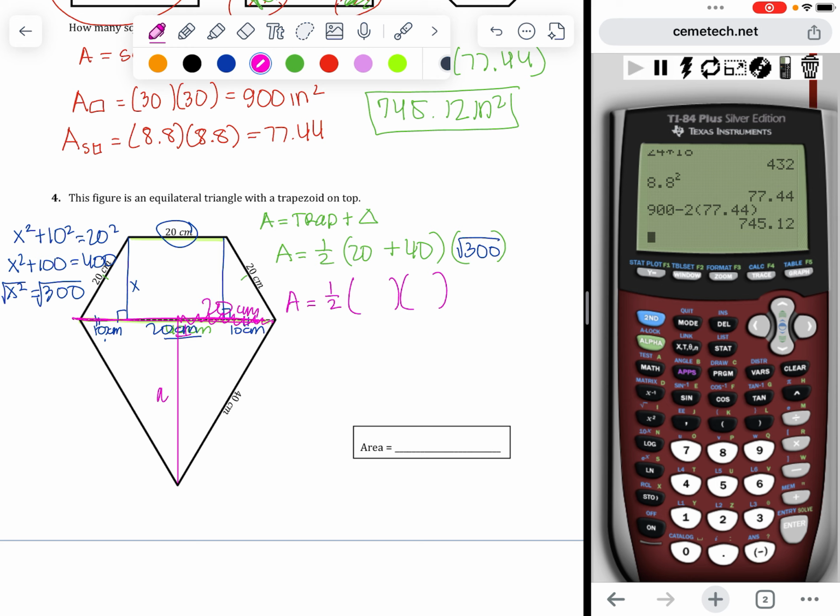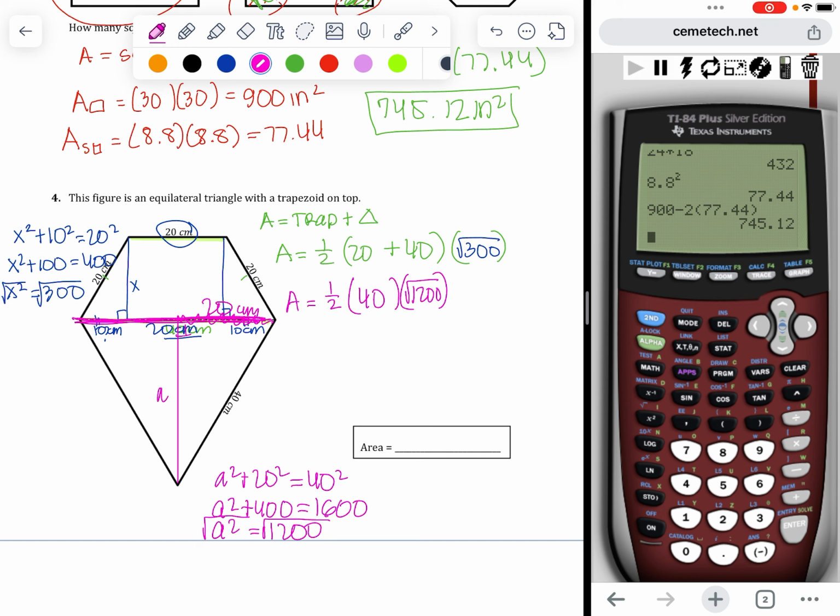So I'm going to do a squared plus 20 squared is equal to 40 squared. a squared plus 400 is equal to 1600. This seems really familiar. a squared is equal to 1200, square root. Yeah, we already did this equilateral triangle. All right, so the base was this whole entire thing, which was 40, and the height was root 1200.